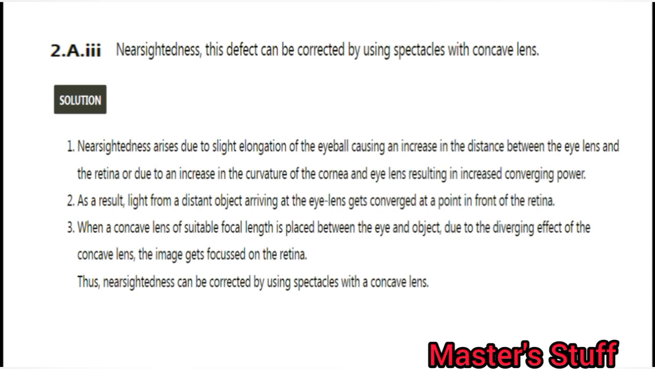When a concave lens of suitable focal length is placed between the eye and object, due to the diverging effect of the concave lens, the image gets focused on the retina. Thus, nearsightedness can be corrected by using spectacles with a concave lens.